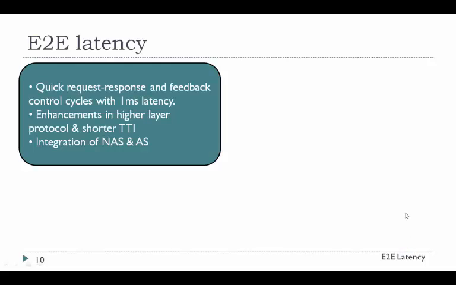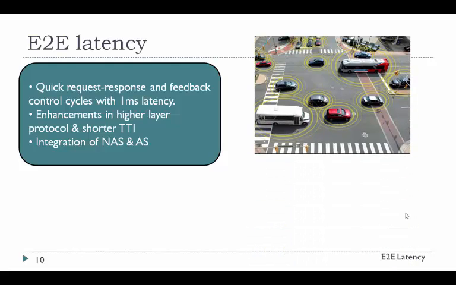End-to-end latency, which is the round-trip delay between your transmitter and receiver, is an important factor for real-time applications. Safety-critical applications for cars and humans built around vehicle-to-vehicle and vehicle-to-infrastructure communication require very quick request response and feedback control cycles with high availability and reliability. In order to realize these applications, networks must be able to support a target of 1 millisecond end-to-end latency with high reliability.